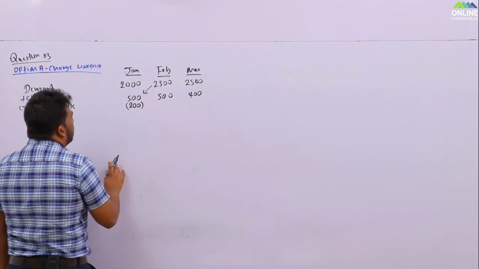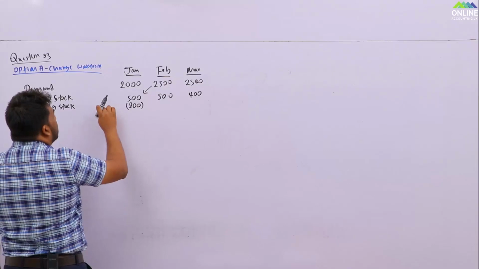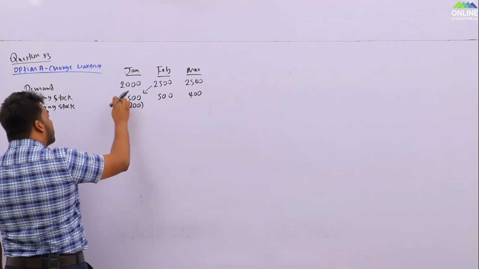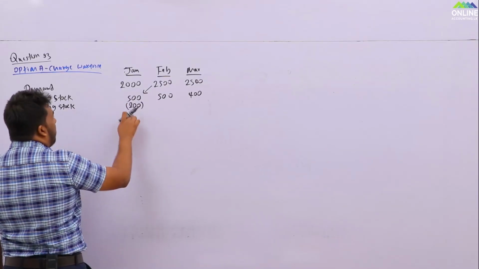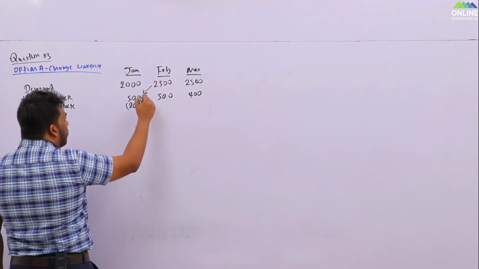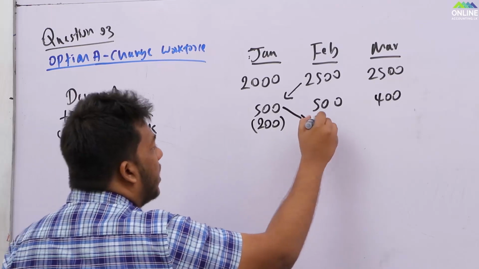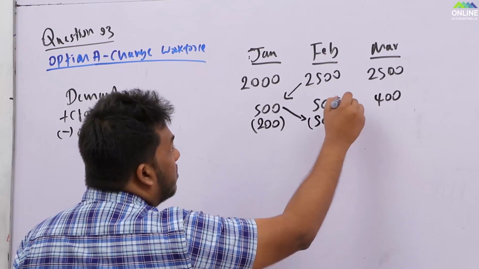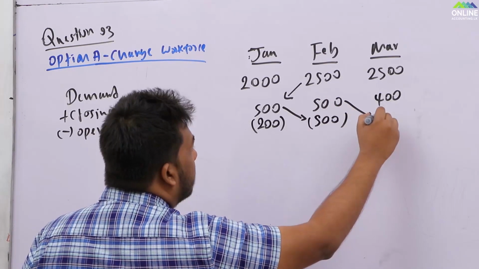If they haven't given, December closing stock is this one 20%, and that will be the opening of this. So what is opening stock here? This closing will be February opening. This closing will be March opening.